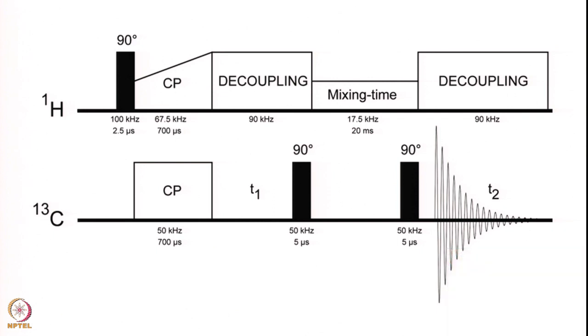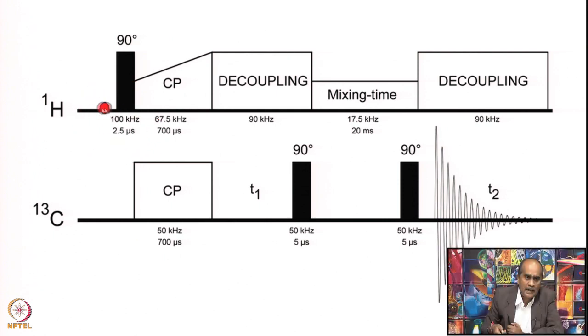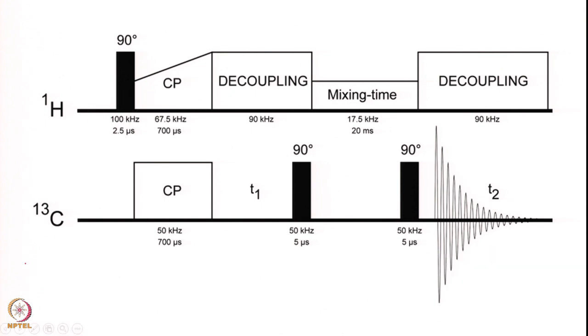This is kind of the parameters that are used. So here we have two axes, say the proton axis. We are starting from here because proton has a high gamma, so it has high sensitivity. So we excite protons using a 90 degree pulse. What is the typical power? Like if you are using 2.45 microsecond of pulse, that corresponds to 100 kilohertz.